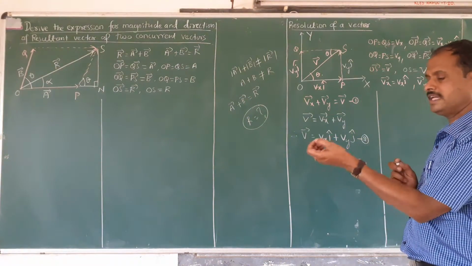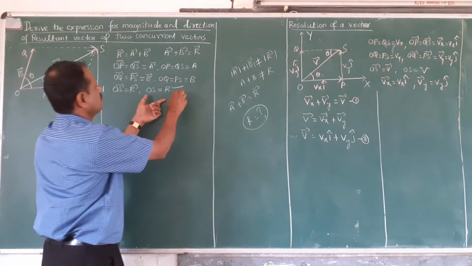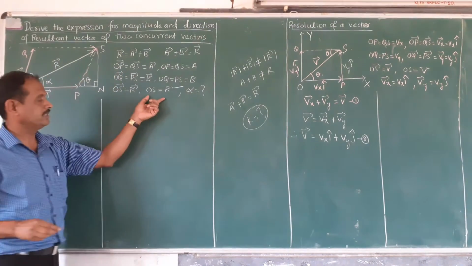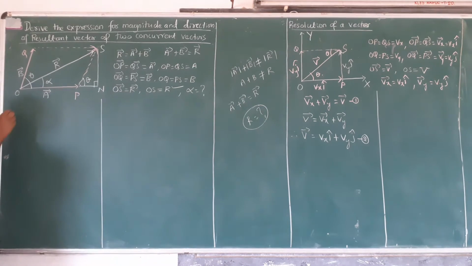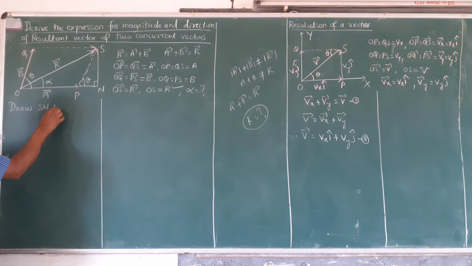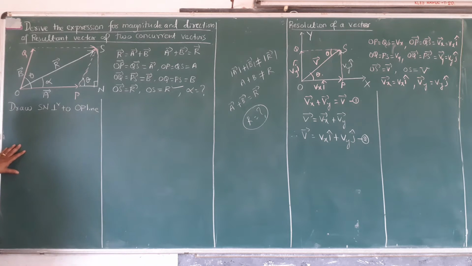Okay. Now you obtain the expression for R and also the expression for alpha, that is tan alpha. Here you draw SN perpendicular to the OP line. Now you got this. What about sin theta and cos theta? You have to take sin theta and cos theta.